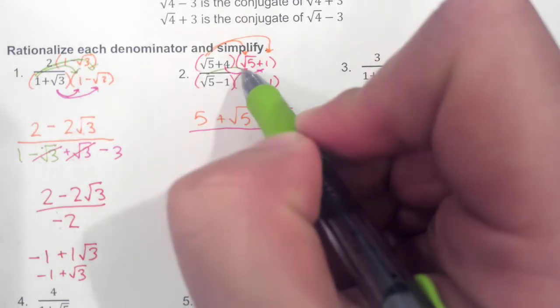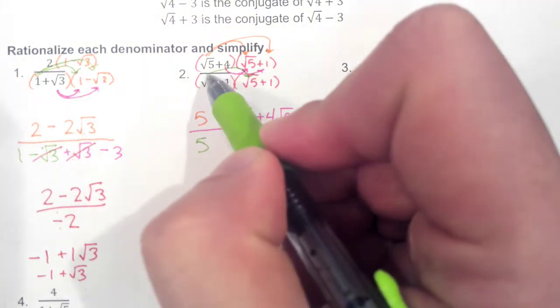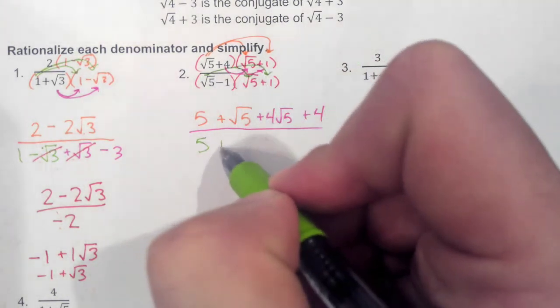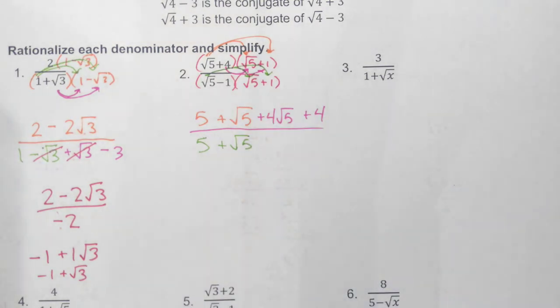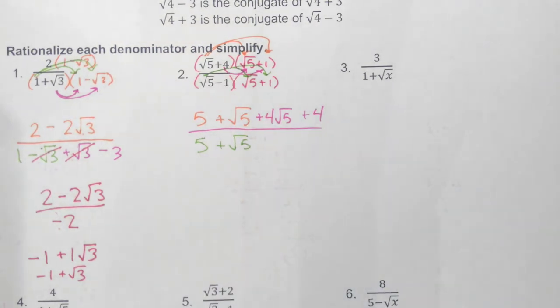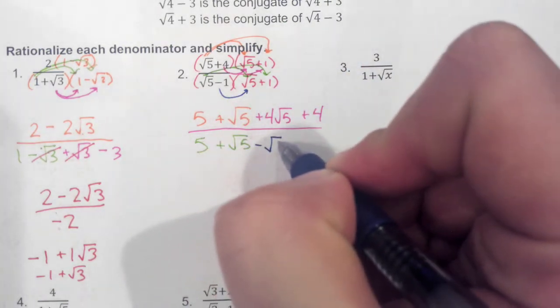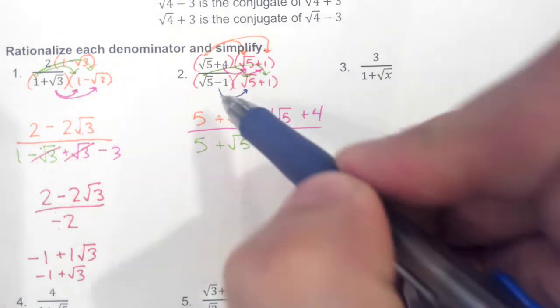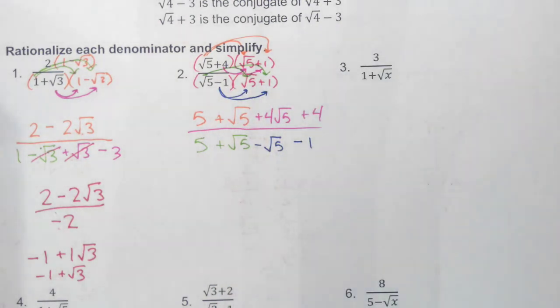So again, I have the square root of 5 times the square root of 5, that's 5. I have the square root of 5 times 1, that's the square root of 5. I have negative 1 times the square root of 5, which is the negative square root of 5. And then I have negative 1 times positive 1, which is negative 1.